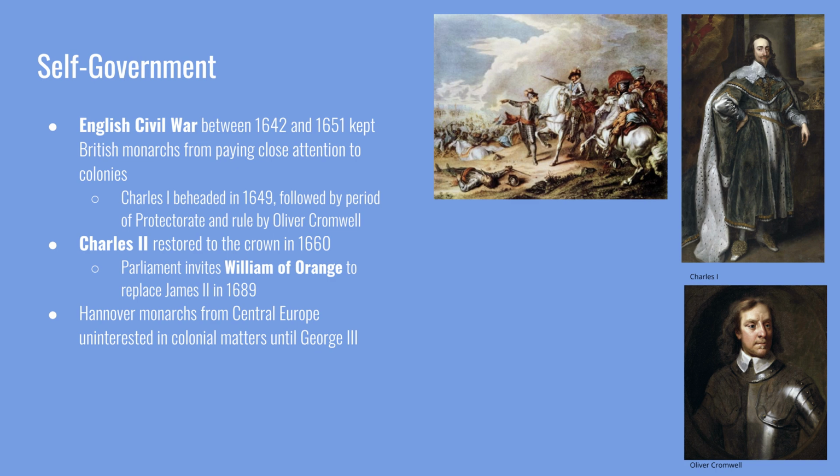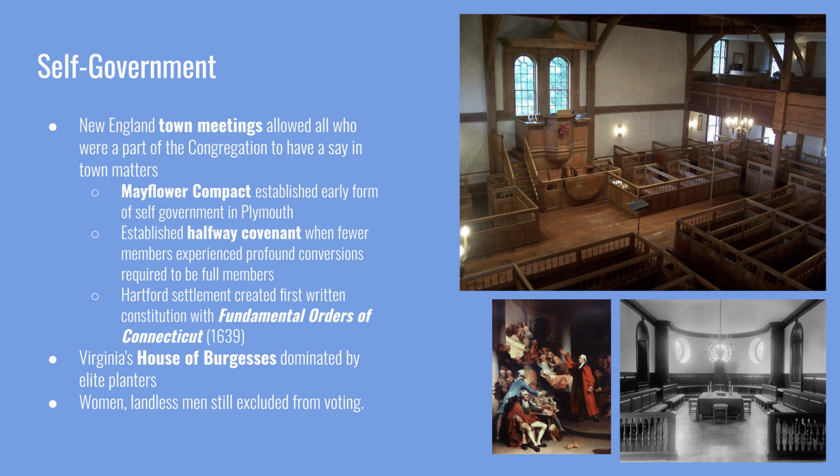So there's a lot of turmoil, a lot of inconsistency in the British government during this time, which allows the colonies to have the freedom to look after their own affairs without England micromanaging their actions. Self-government looked different across the different regions.